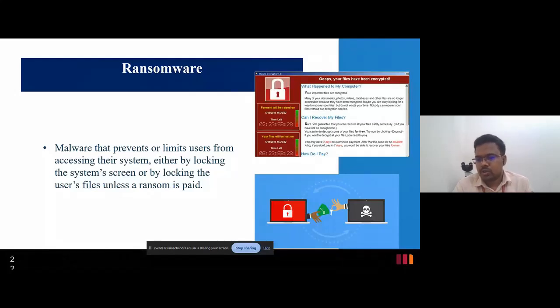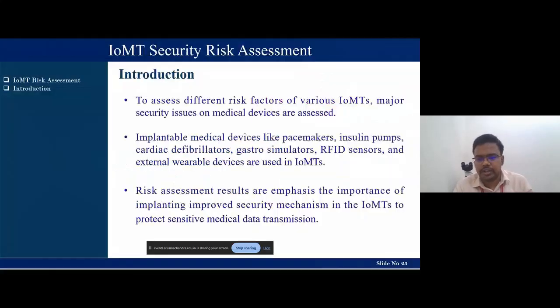This particular attack was very popular during the COVID scenario. Many hospitals went to this ransomware attack and became victims, and most of the systems became bankrupt. So this is very, very dangerous, and we need to identify the vulnerabilities in our system. We need to be ready for this kind of ransomware, and we need to mitigate it.